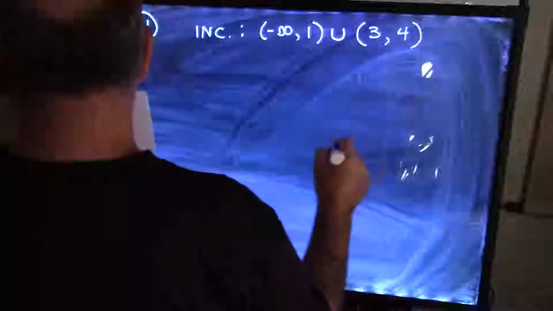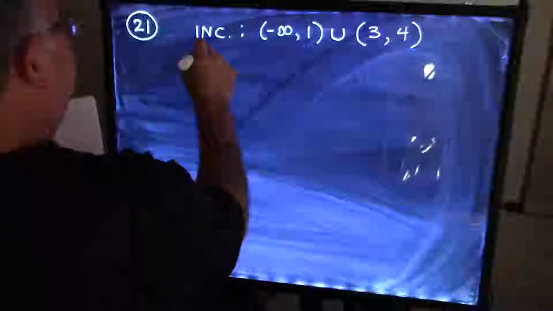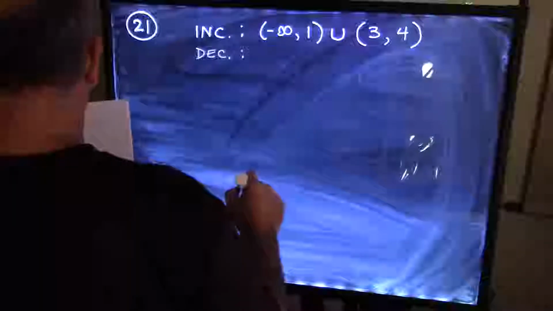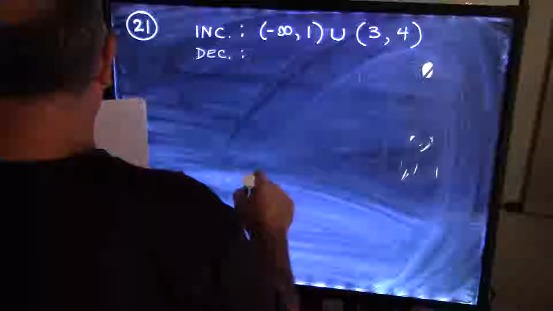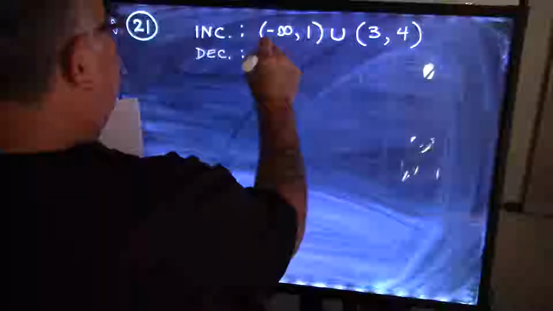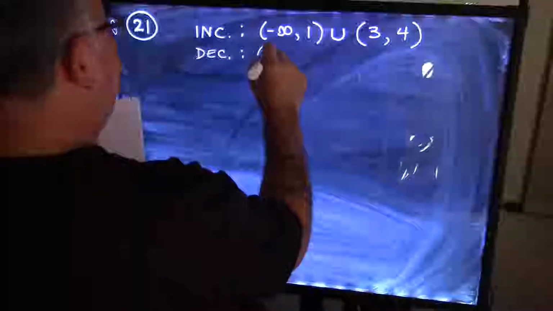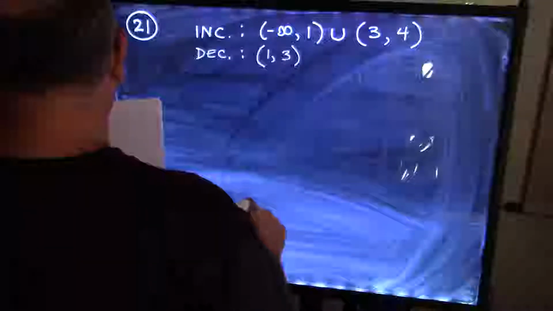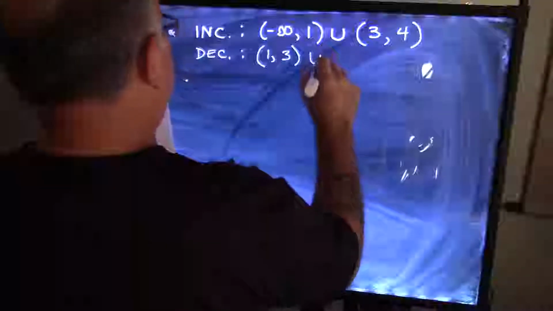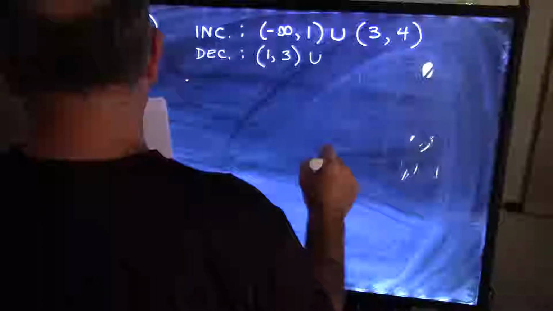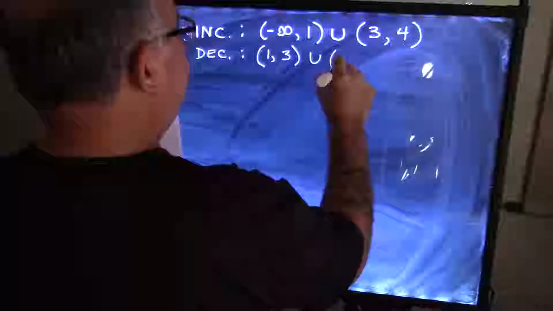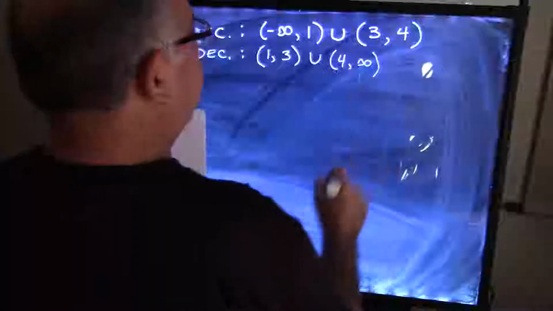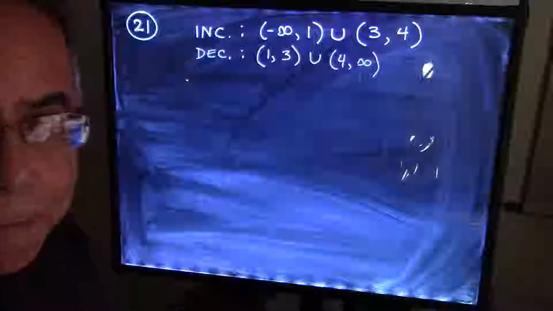it is increasing. And then decreasing from x equals 1 to x equals 3, but not including those points. Union, and it's also decreasing from 4 to positive infinity. Okay?